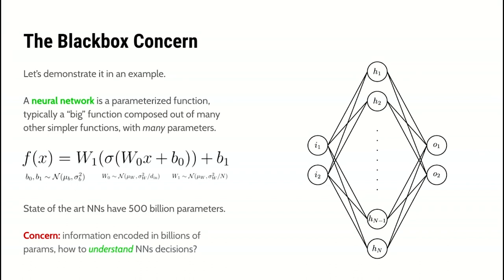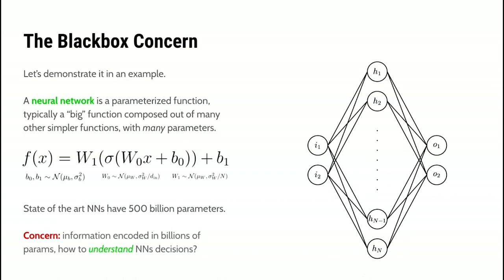So a simple way to demonstrate the black box concern is for me to tell you about a very simple type of neural network. A neural network is a parameterized function. Typically, it's a big function in the sense that it's composed out of many other simpler functions with many parameters. One of the simplest examples is something called a perceptron. The W's are matrices, the B's are vectors, X is the input, sigma is some nonlinear function acting entry-wise on this vector, and F is the output of the network. So this is just some function with some nonlinearity, and parameters plugged into matrices and vectors called W1, W0, B0, and B1. I emphasize that these parameters, when you start your code off, are random parameters drawn from some distribution, and that is going to be important in a slide or two.